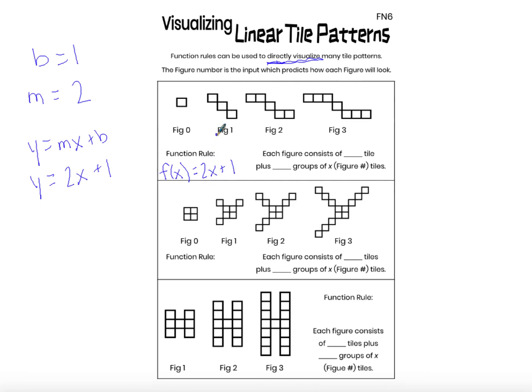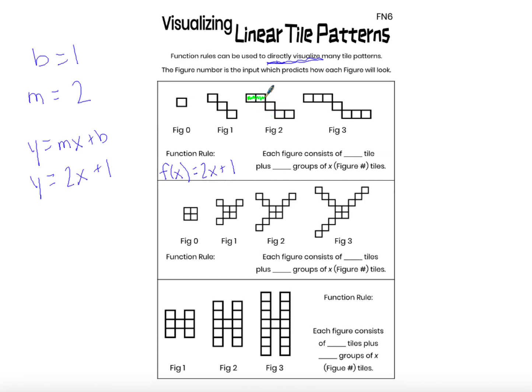So for figure 1, I'm looking for 2 groups of 1 plus 1. Figure 2, 2 groups of 2 plus 1. Figure 3, 2 groups of 3 plus 1. If I went up to figure 11, I'd be looking for 2 groups of 11 tiles plus 1. So let's look at that. Where can I see 2 groups of x? Let's see. So looking at this, let's go ahead and look at figure 2. That might be a little easier. Figure 2, I'm looking for 2 groups of 2.